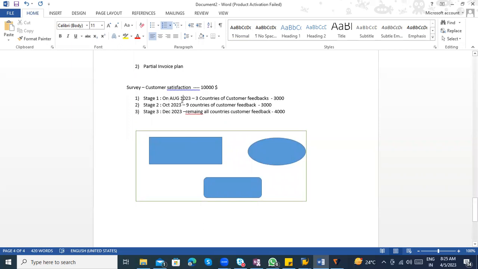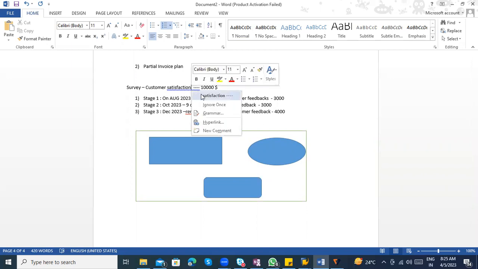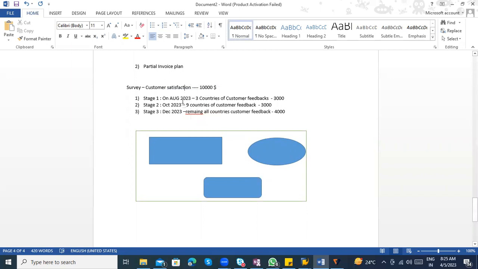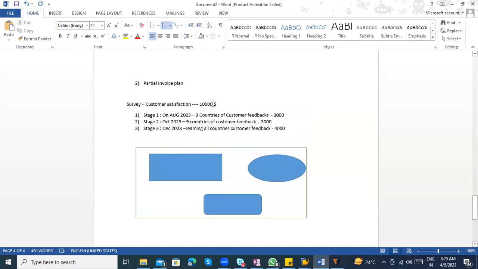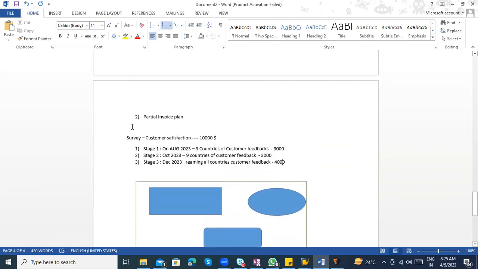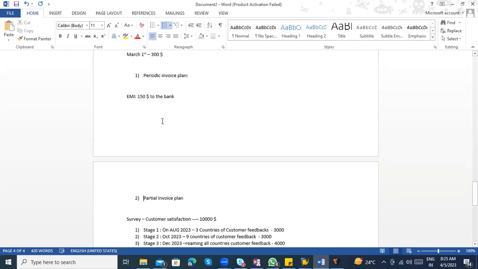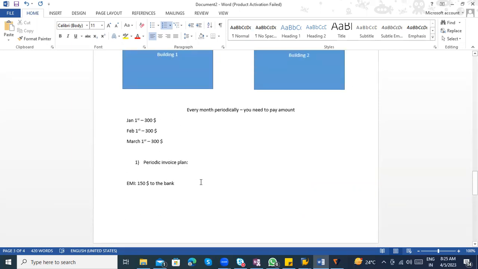Based on our partial plan, we are paying the amount: out of $10,000, we are paying 3,000, 3,000, and 4,000. In that case, it is a partial invoice plan. And if it is recurring, then it is a periodic invoice plan.